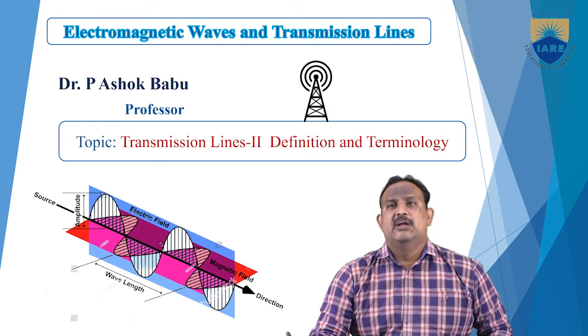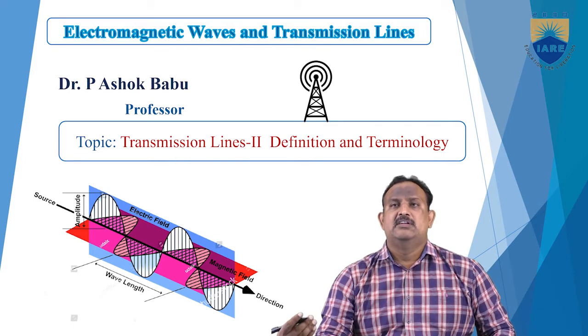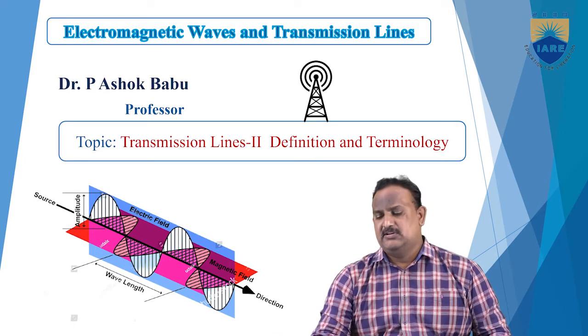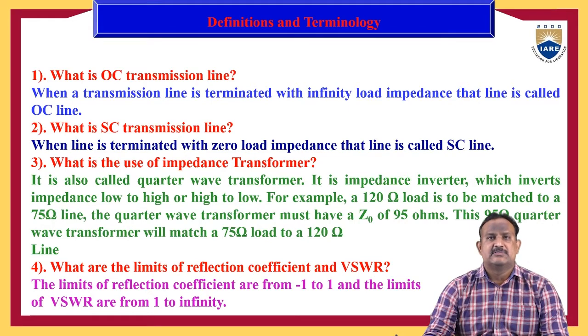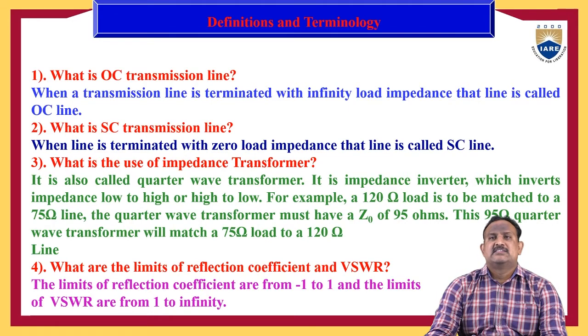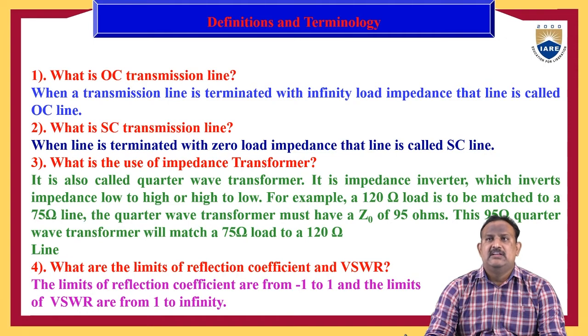So in this video, I am going to discuss some important definitions in transmission line part 2. So what is an OC transmission line, an open circuited transmission line? When a transmission line is terminated with infinite load impedance, that line is called the open circuit line. So what is the short circuited transmission line? When a line is terminated with zero load impedance, that line is called the short circuited transmission line.